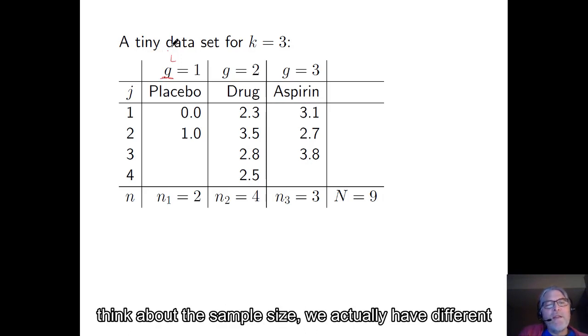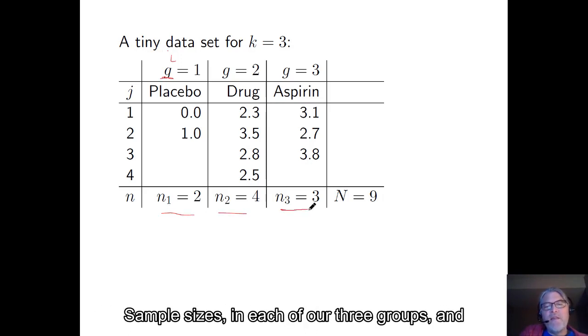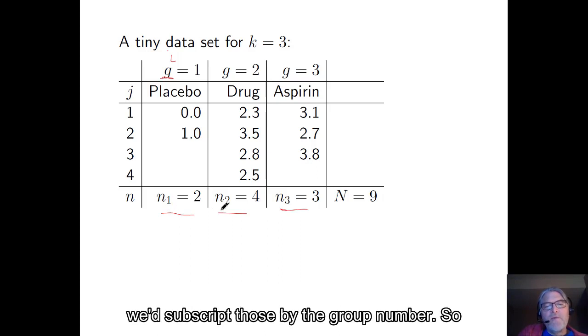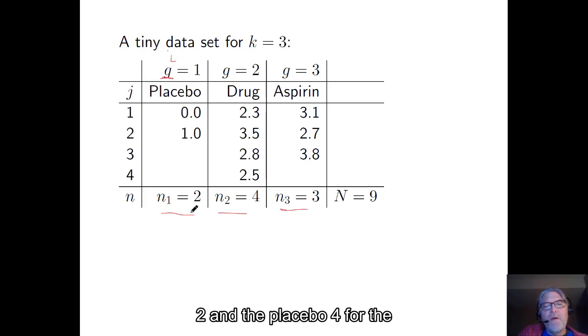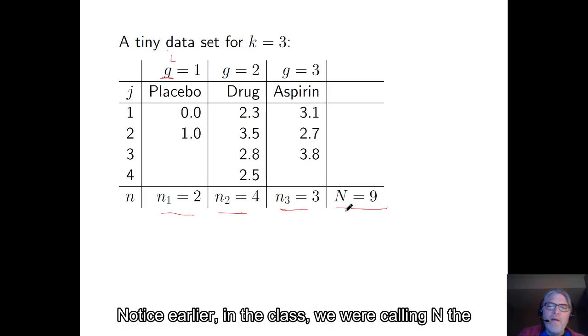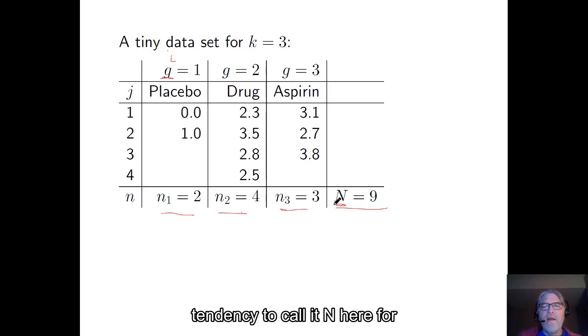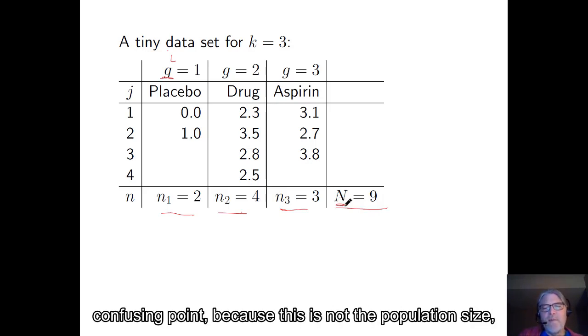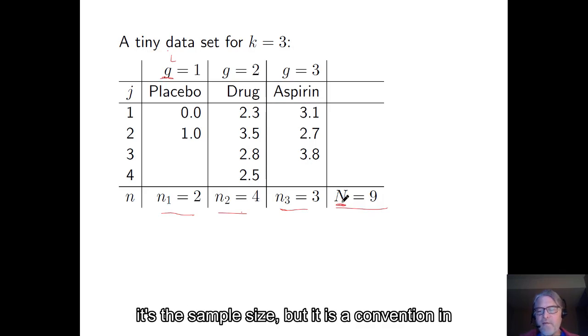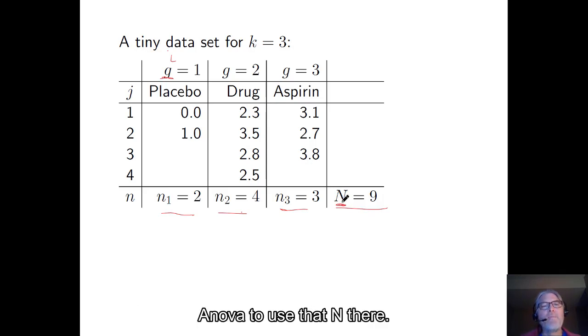All right, so we can think about the sample size. We actually have different sample sizes in each of our 3 groups, and we'd subscript those by the group numbers. So 2 in the placebo, 4 in the drug, and 3 in the aspirin. N is 9. That's our entire sample size. Notice earlier in the class we were calling capital N the population size, and in ANOVA there's a tendency to call it big N for the grand sample size. That's a little confusing because this is not the population size, it's the sample size, but it is a convention in ANOVA to use that capital N there.